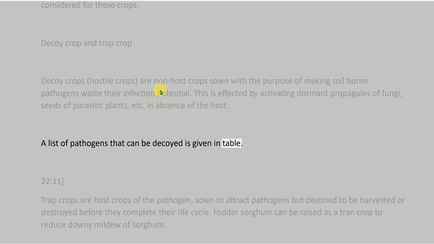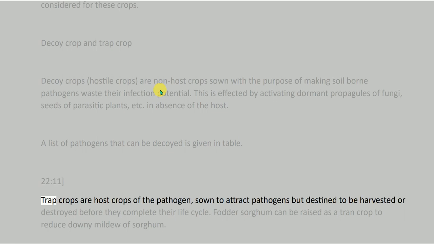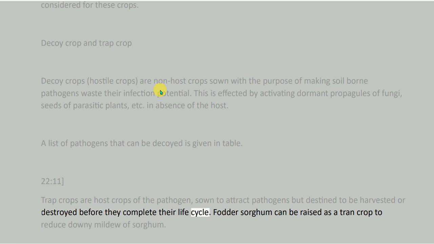Trap crops are host crops of the pathogen, sown to attract pathogens but destined to be harvested or destroyed before they complete their life cycle. Fodder sorghum can be raised as a trap crop to reduce downy mildew of sorghum.